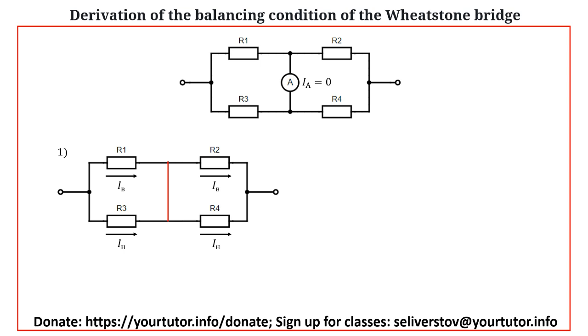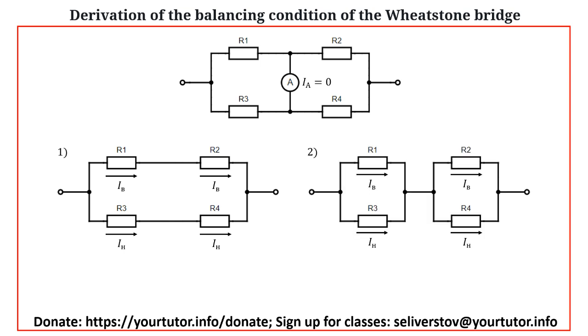But this simply means that resistors R1 and R3 are connected in parallel, as well as resistors R2 and R4, also in parallel, and both resulting cascades are connected in series with each other. This means that the equivalent circuit can also be like this.